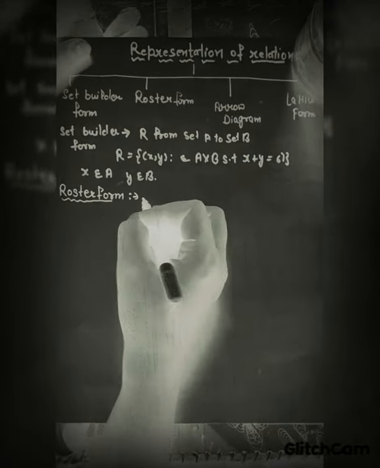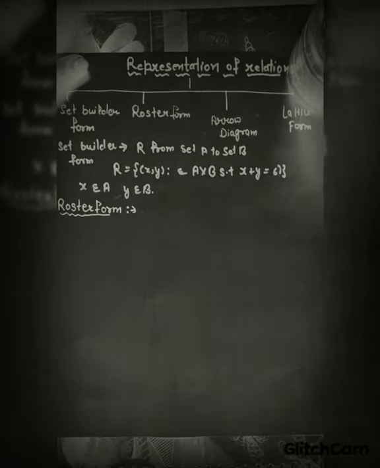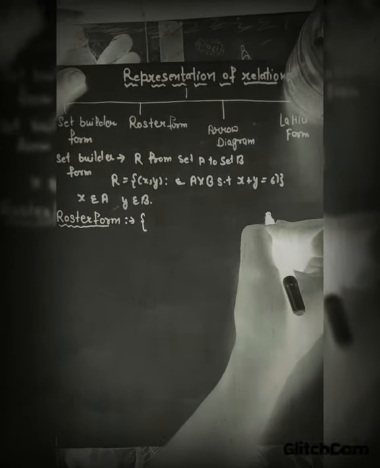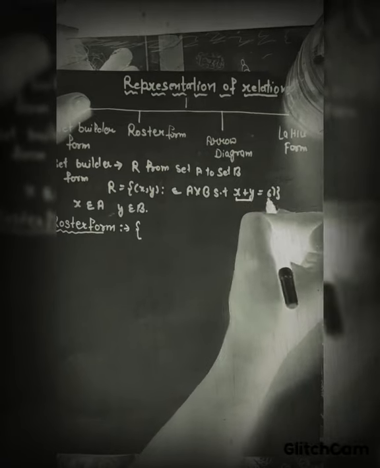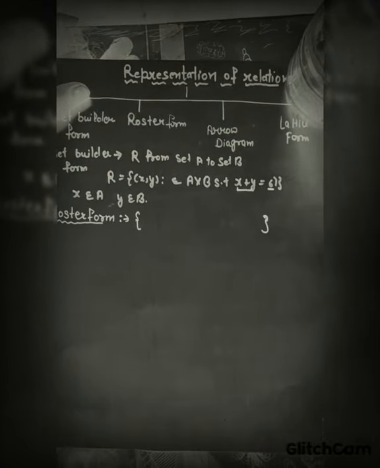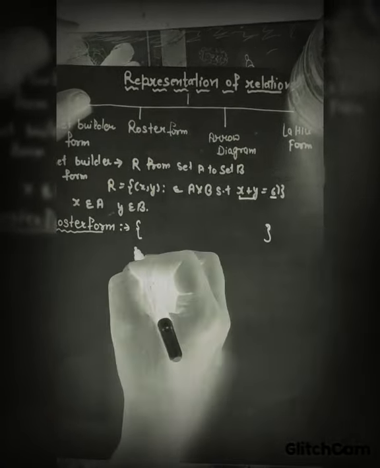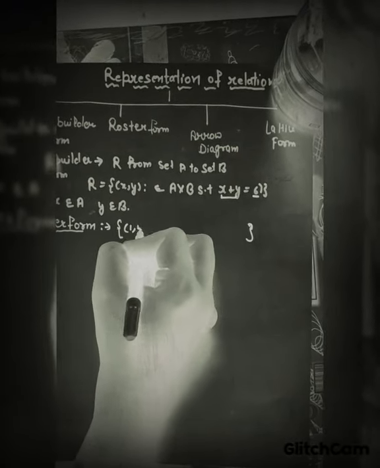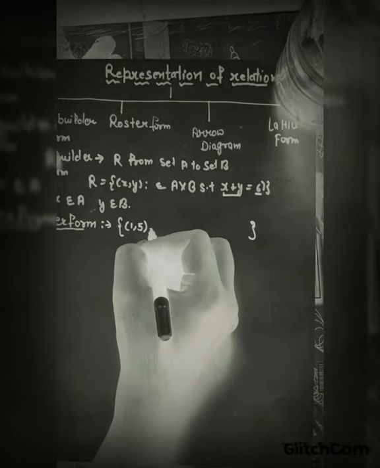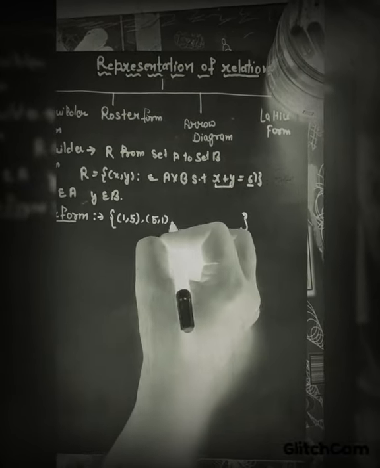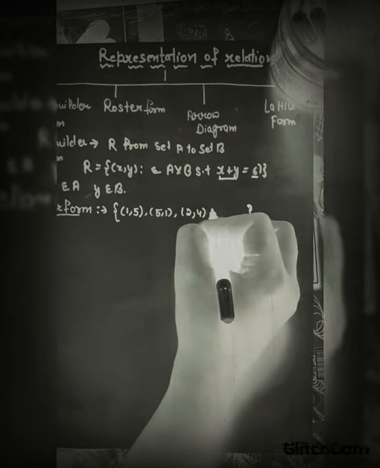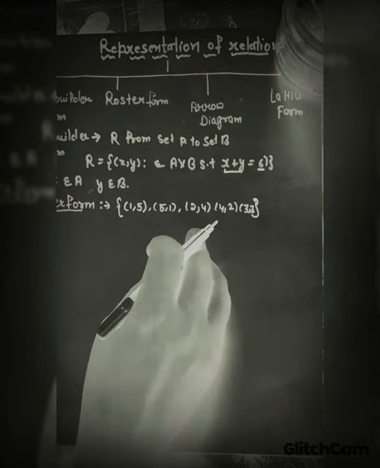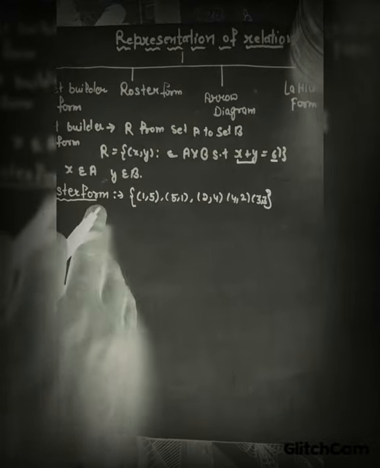Next is the roster form. The same, where x and y are natural numbers, and in roster form we represent the data in curly brackets. Then x plus y is equal to 6. Taking the two natural numbers whose sum is equal to 6, the numbers are 1, 5, since 1 plus 5 is equal to 6. Next 5, 1. Next 2, 4. Next 4, 2. And last one is 3, 3. This is the roster form of this statement. This is the set builder form. This is the roster form.